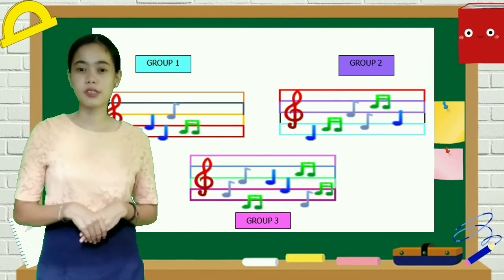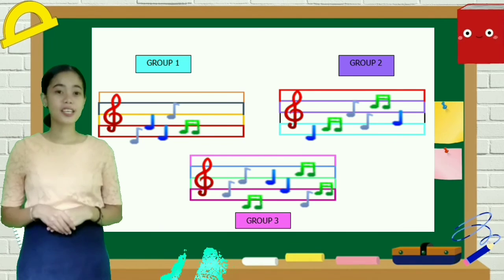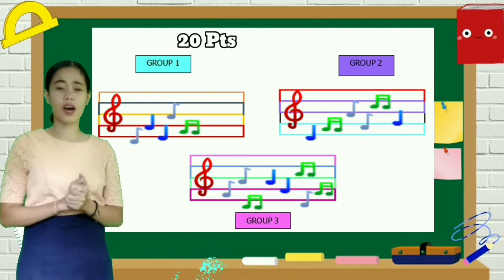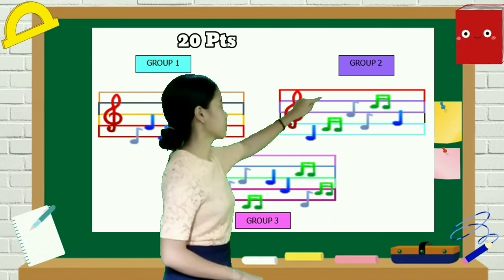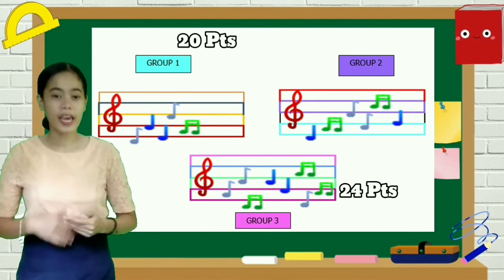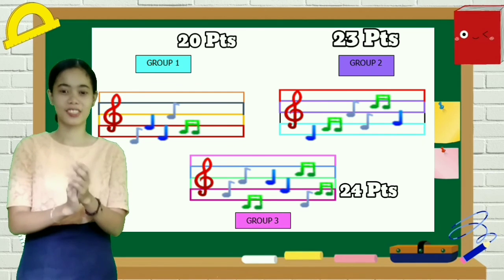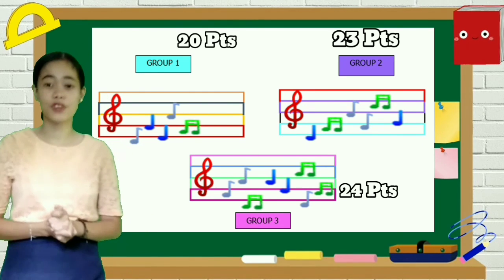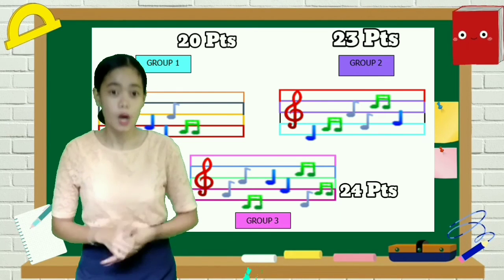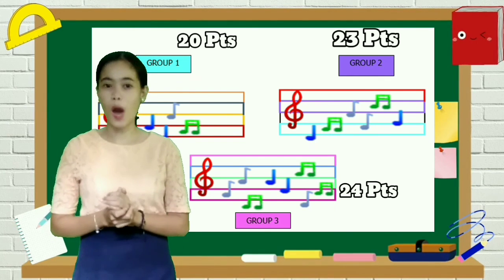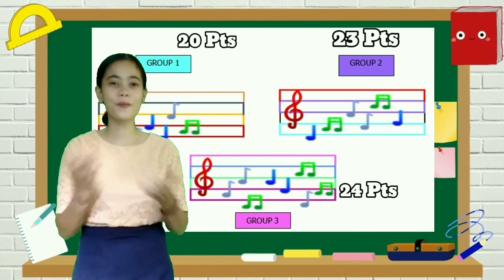Let us first count group 1. Group 1 has 20 points. Let us give a hand to group 1. Now group 2. Group 2 has received a total of 23 points. Let's give a hand to group 2. Next, group 3. Let us first count it. Group 3 has 24 points. Wow! The group with the highest points, which will receive a prize, is group 3.